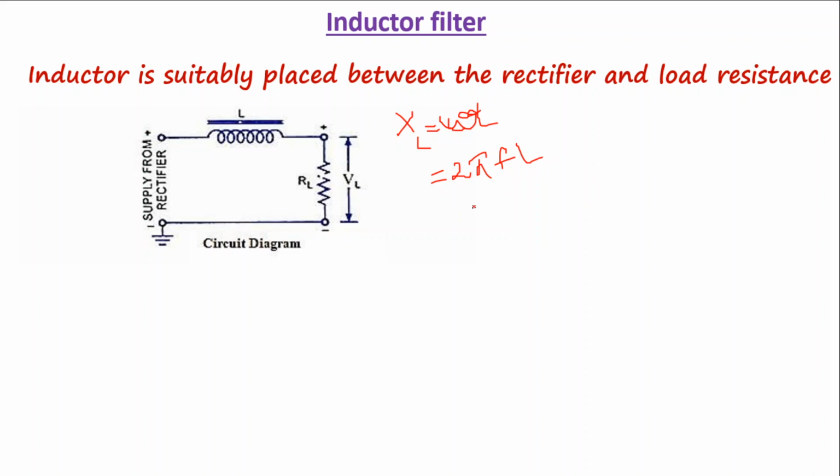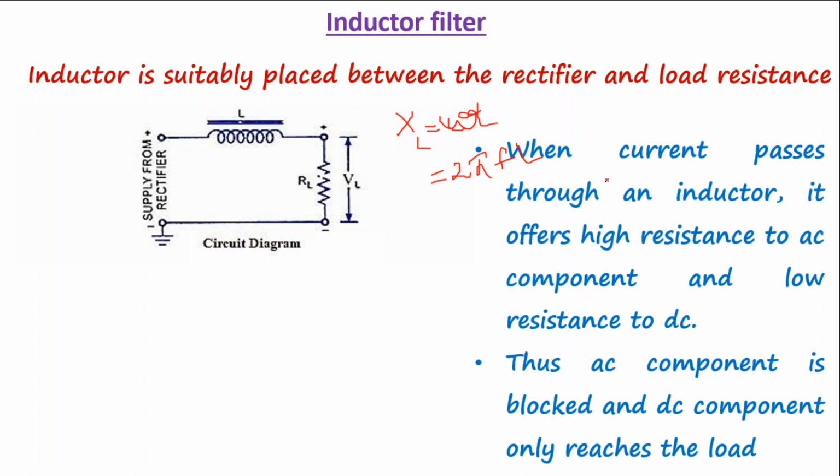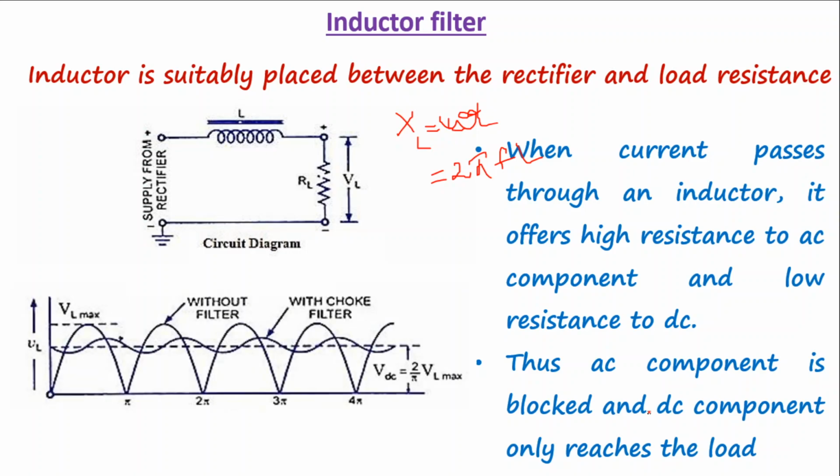Thus I can say that when current passes through an inductor, it offers high resistance to the AC component and low resistance to the DC. Thus the AC component is blocked and the DC component only reaches the load, and that is how an inductor filter produces more DC component from the rectified output of a rectifier.